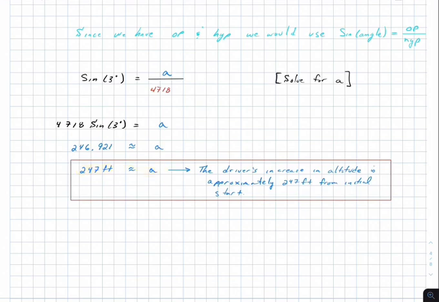Now, making sense of all of the problem, you did all that stuff and you just report an answer. That's wonderful. But what does it really mean when you report something? Well, it means you got to translate it back into the English language. So, the driver's increase in altitude is approximately 247 feet from the initial start.